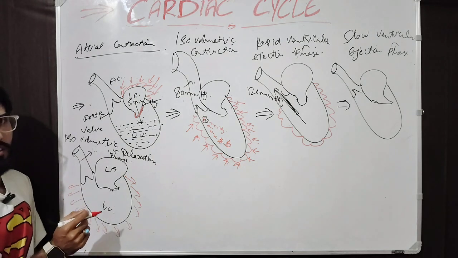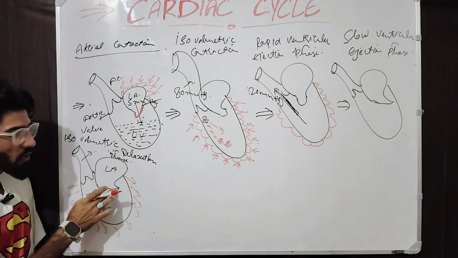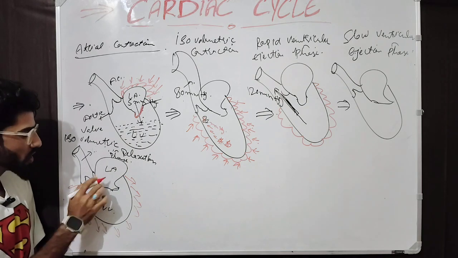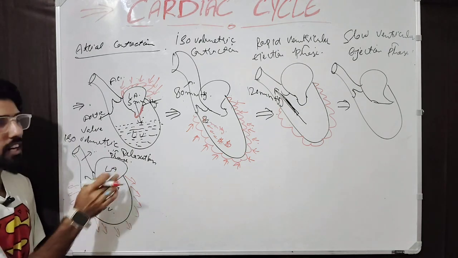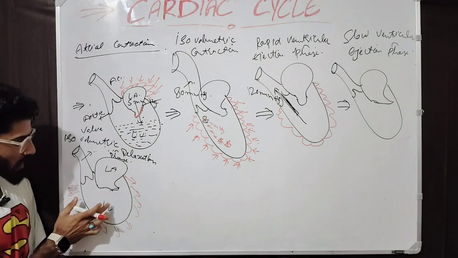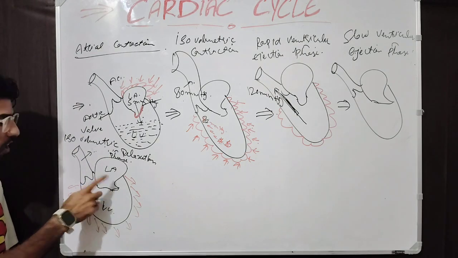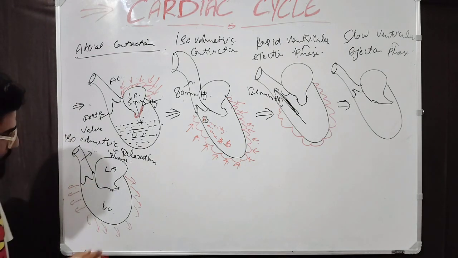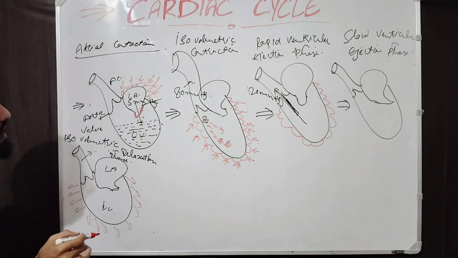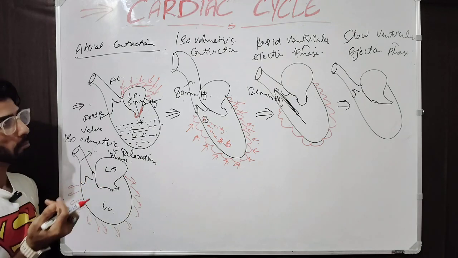When the ventricles start relaxing as a closed chamber, it will not lead to opening of the mitral valve. Why? Because the left ventricular pressure is still more than the atrial pressure. The pressure in the atria is 5 to 6 millimeters of mercury, but in the left ventricle it is more than the atrial pressure. So it will not open the mitral valve. But during all these phases, the left atrium is acting as a reservoir. It is receiving blood from the pulmonary system.